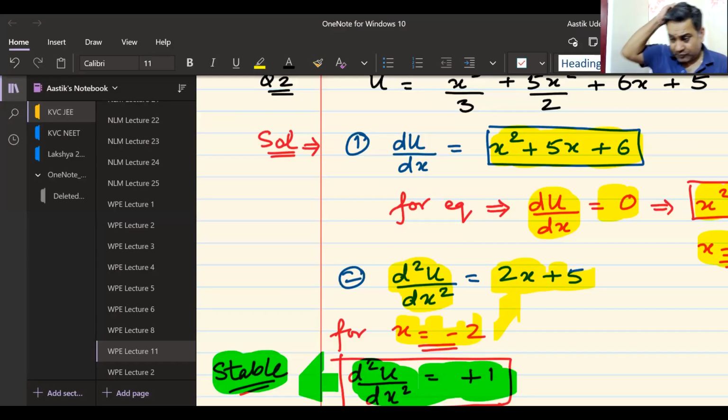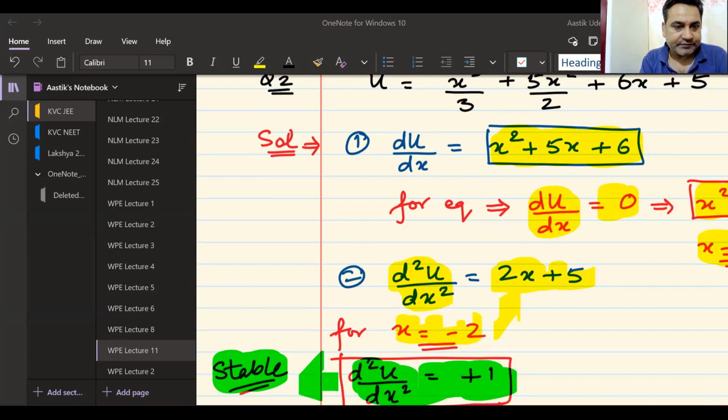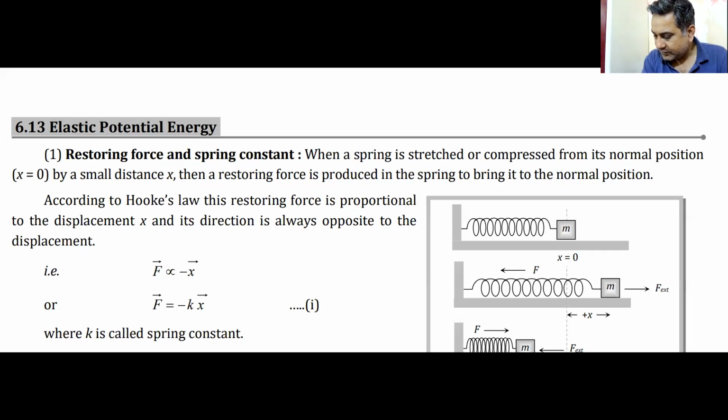Okay, I hope you can see this. Okay, there is a problem here, I guess. Let me change it. Just a moment. Okay, it should be like this.